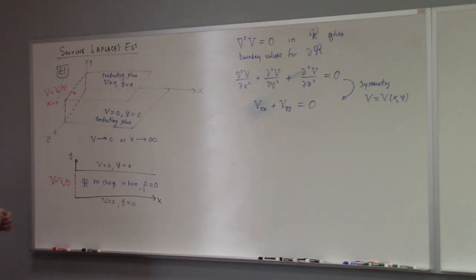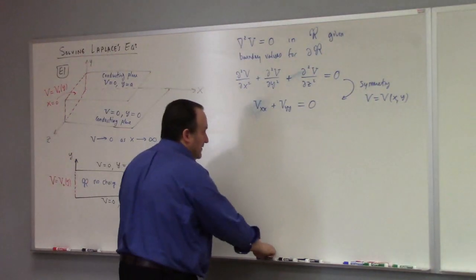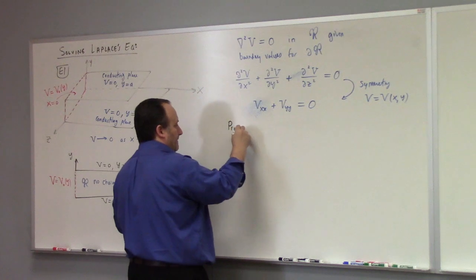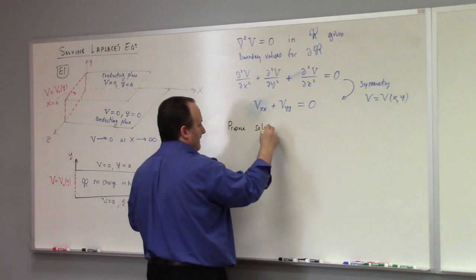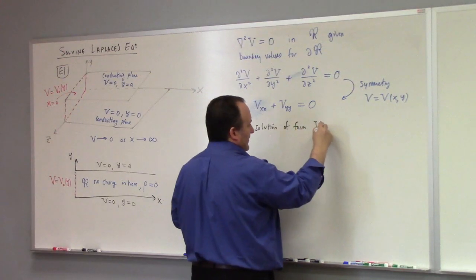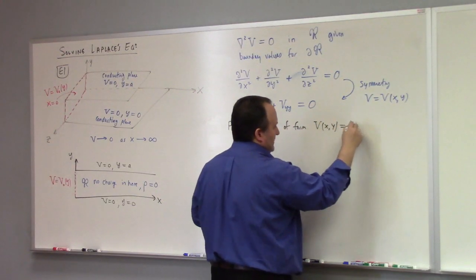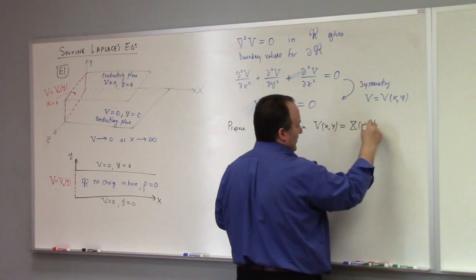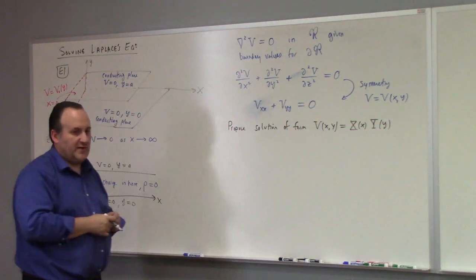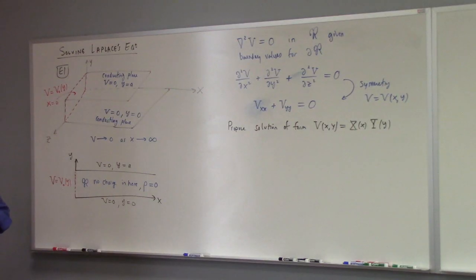All right, so this is where it gets interesting. We propose a solution of the form v of x, y equals X of x times Y of y. So we suppose that we can write the solution as a product of functions of x and y. Now that's kind of a wild conjecture, but let's see where it takes us.